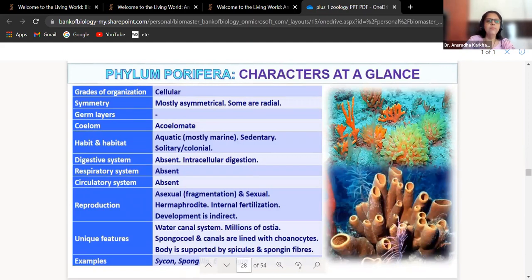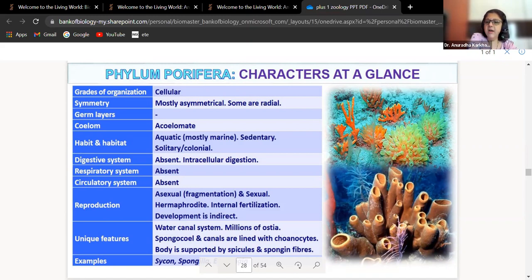So at a glance, let us look at it. Grades of organization, the summary as we call it. Cellular, symmetry mostly asymmetrical, some are radial. Germ layers absent, acoelomate. Aquatic, sedentary, solitary or colonial. Digestive system absent, intracellular digestion takes place. Respiratory system absent, circulatory system absent, reproduction asexual and sexual, they are hermaphrodites, they show internal fertilization, development is indirect. Unique feature is the water canal system, millions of ostia present, spongocoel and canals are lined by choanocytes. Here they have used the word choanocytes, earlier they gave collar cell, and as we said before, choanocytes and collar cells are the same. Body is supported by spicules and spongin fibers. Examples: Sycon, Spongilla, and Euspongia.